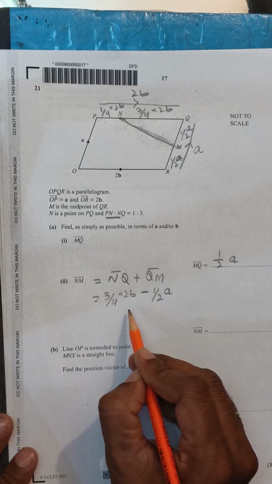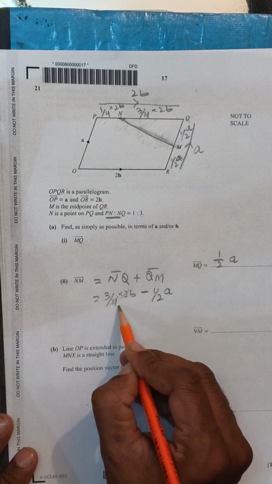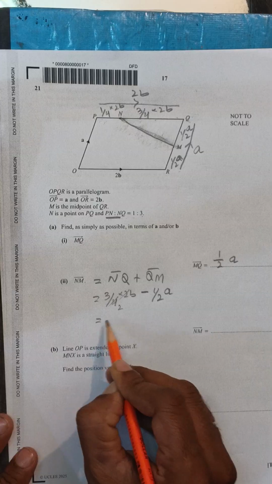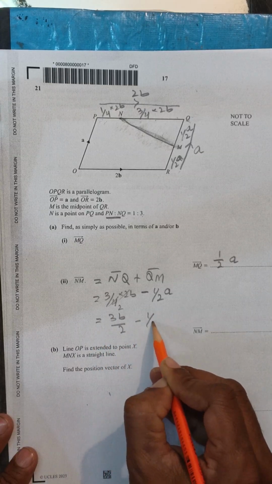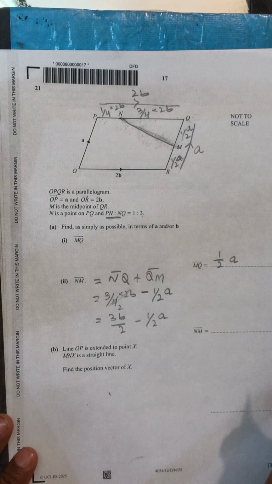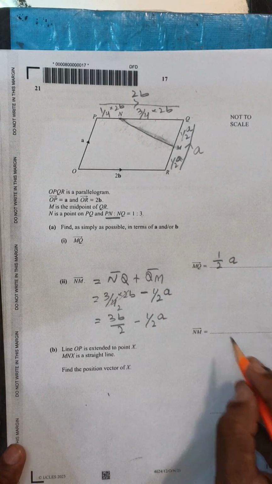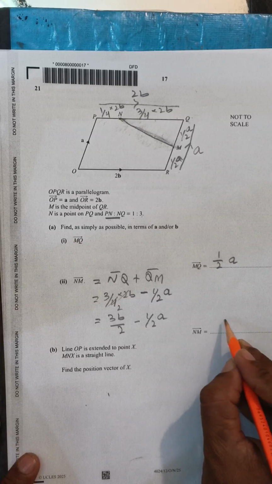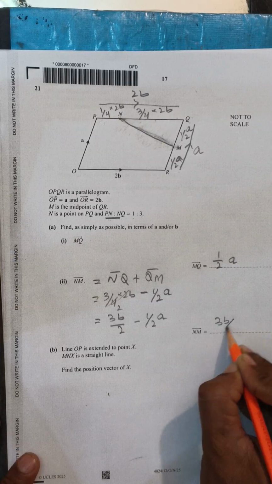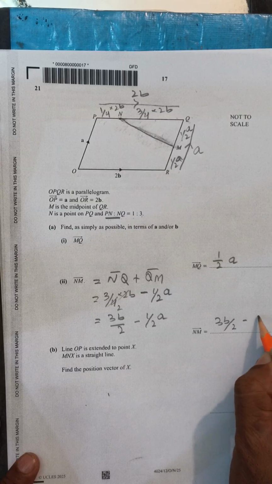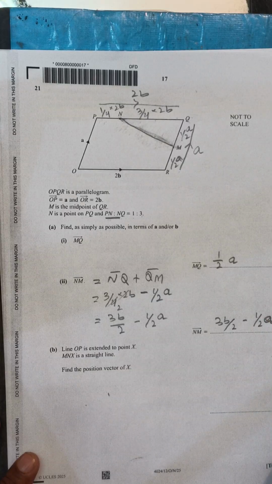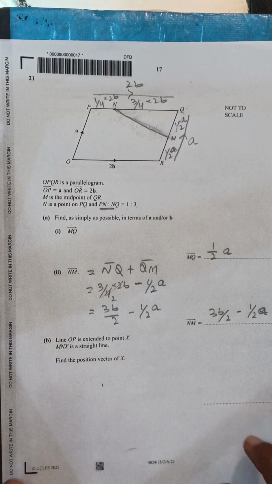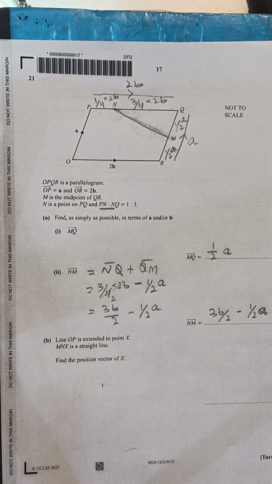Okay, solve it. 2 ones are 2, 2 twos are 4. So it is 3b over 2 minus 1 over 2a. Okay, so that is your answer. You cannot solve it more, so your answer is 3b over 2 minus 1 over 2a. Okay, now next, line OP is extended to point X.